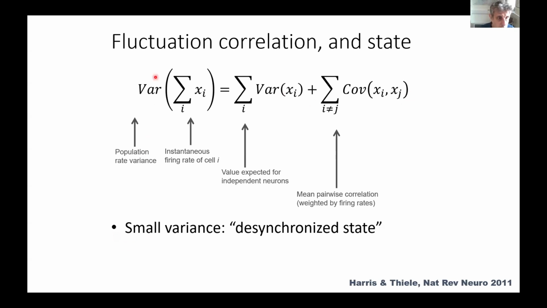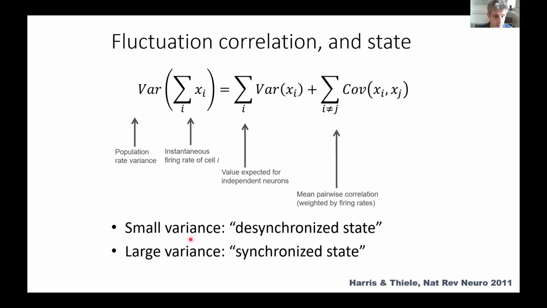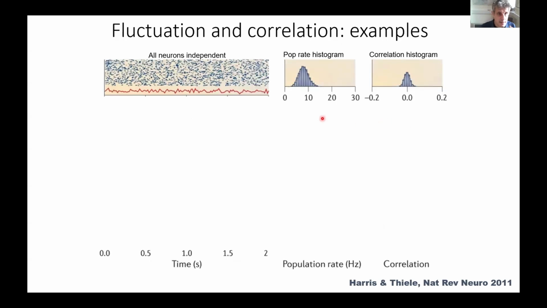So when you've got small variance, that tells you that the correlations are weak, and we call that a desynchronized state. When you've got large variance, it tells you that the correlations have a positive mean. We call that a synchronized state. So here's some examples of what that can look like.